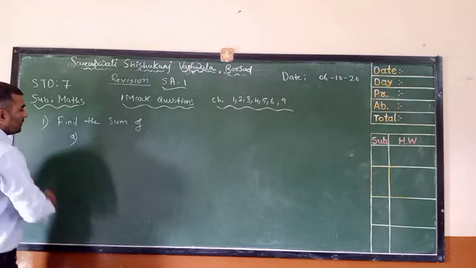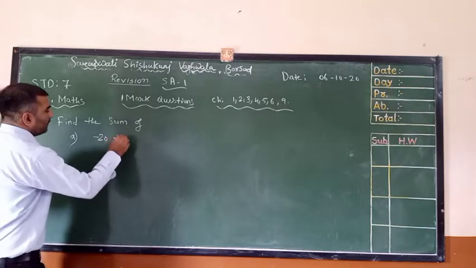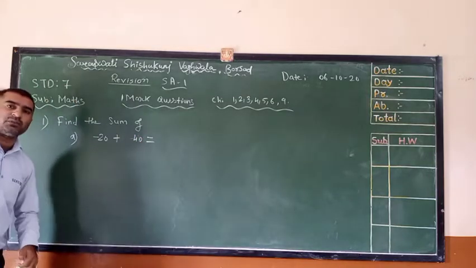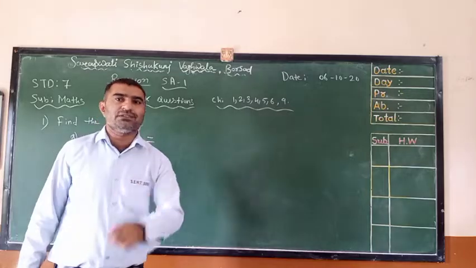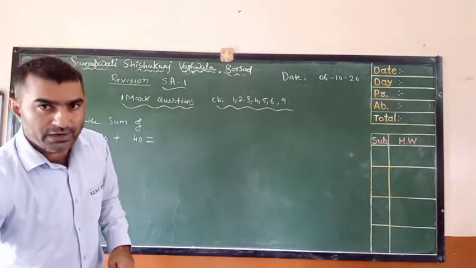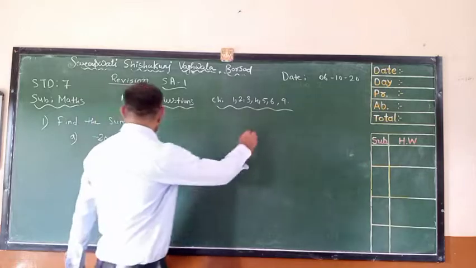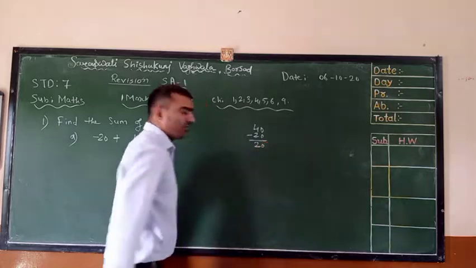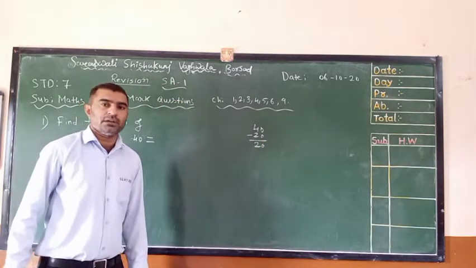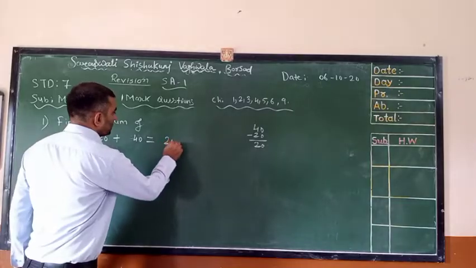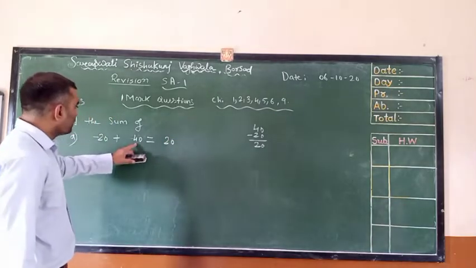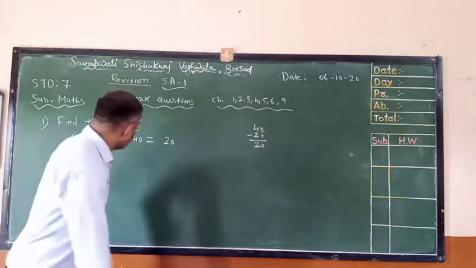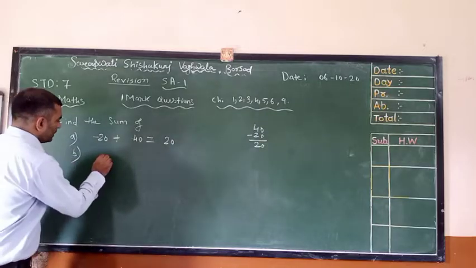In question number 1, find the sum of minus 20 plus 40. Over here one integer is positive and one integer is negative. If one integer is positive and one is negative, we have to subtract from the bigger number. That means 40 minus 20, so the answer is 20, and we have to keep the bigger number's sign. The bigger number numerically is 40 and 40 is positive, so the answer will be positive 20.